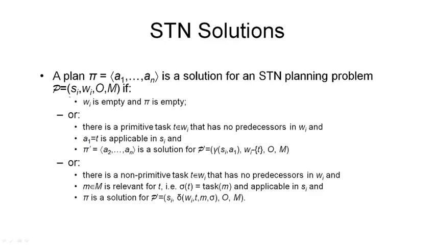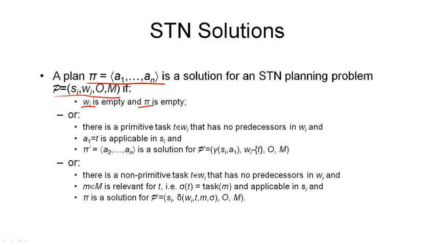We need to define, for a given planning problem consisting of initial state, initial task network, operators, and methods, when does a task pi consisting of actions A1 through AN constitute a solution for this STN planning problem? This is the case if one of the following three conditions hold. The first condition is quite trivial: if our initial network Wi is empty, so there were no tasks in the network, and our plan is also empty, then this plan constitutes a solution for this network in the planning problem. So that's quite obvious. If there's nothing to do, doing nothing is a solution for that problem.